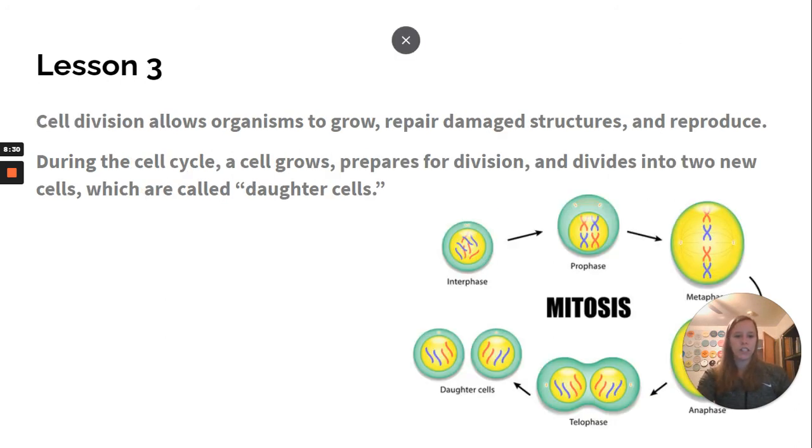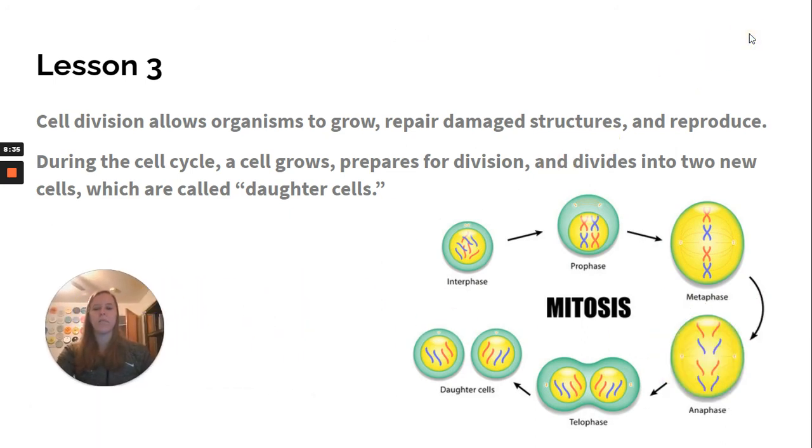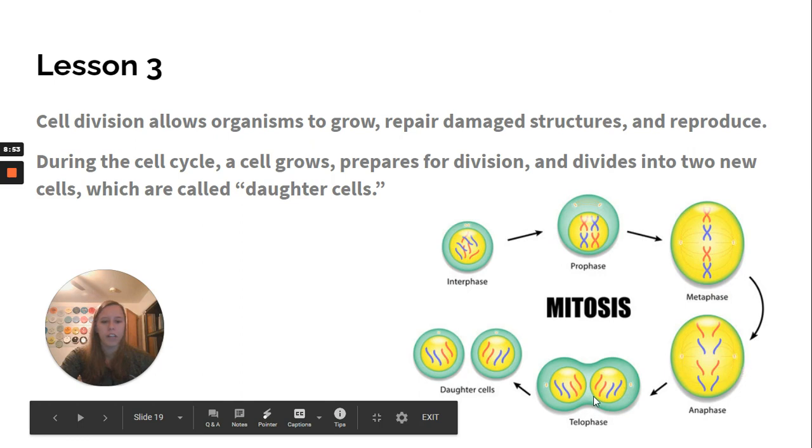And last, lesson 3. Cell division allows organisms to grow, repair damaged structures, and reproduce. During the cell cycle, a cell grows, prepares for division, and divides into two new cells, which are called daughter cells. So we had interphase, where they're all just their own, prophase, where they match up, metaphase, anaphase, where they separate, telophase, where they begin to separate into the two daughter cells, and then here they are separated into two daughter cells, each with the same amount of chromosomes.